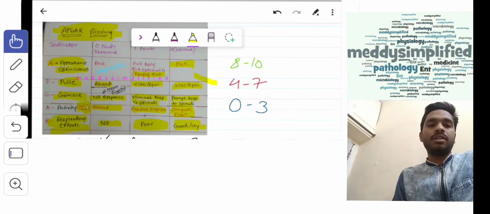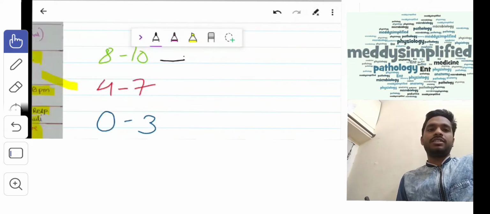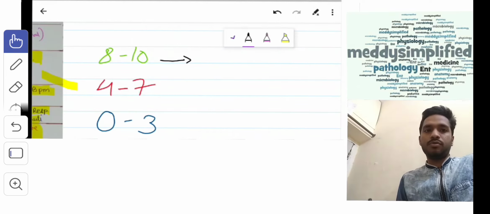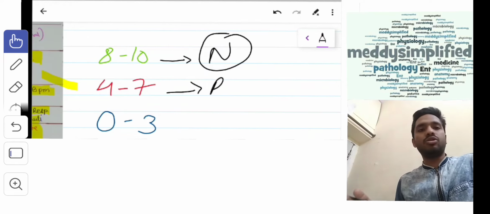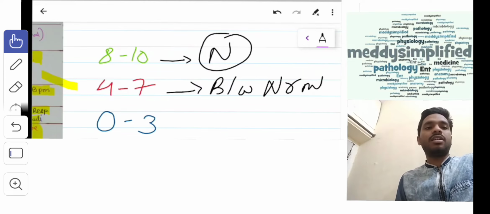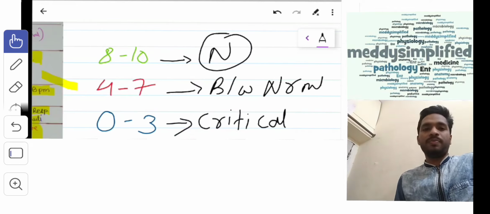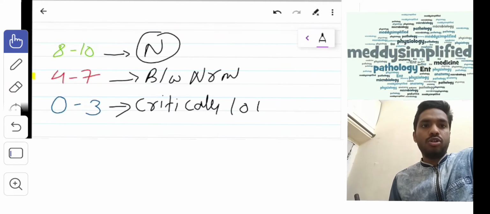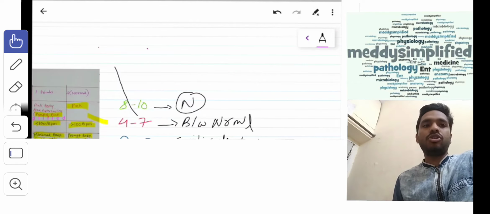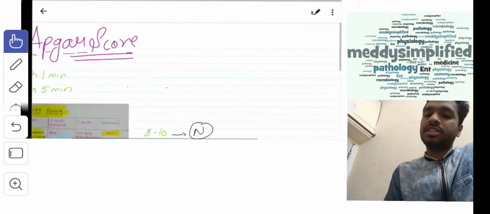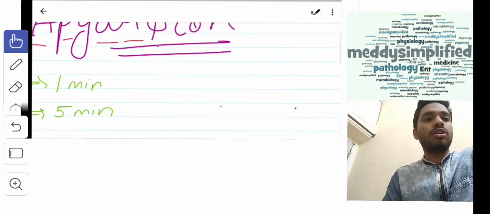If the baby has a total of 8 to 10, we call it a normal Apgar Score. If it is 4 to 7, it is abnormal, we call it below normal. If it is less than 4, that is 0 to 3, we call it critically low. Apgar Score is done at 1 minute and 5 minutes, and if there is a continuously low Apgar Score, we also do it at 10 minutes.